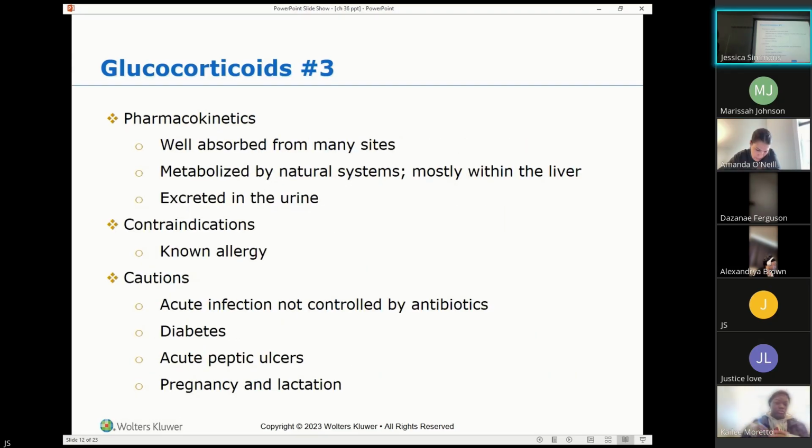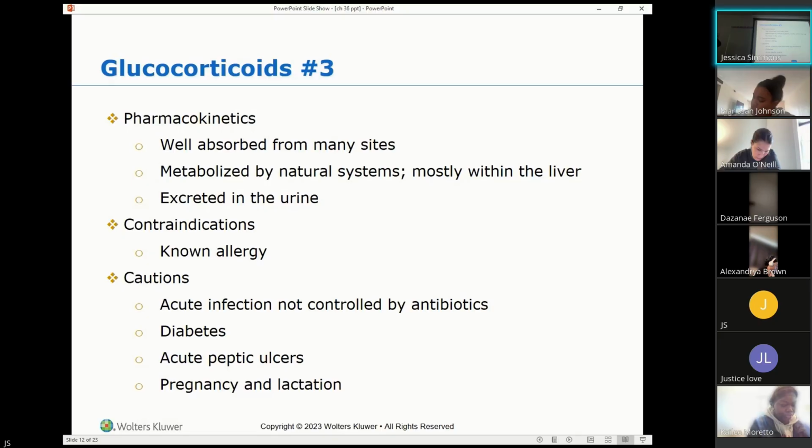So these are well absorbed from many sites. We saw that picture of the person with all of the different types of steroids and all the different places that it can help. Contraindications are definitely an allergy. You want to use caution in acute infection that's not controlled by antibiotics, diabetics, acute peptic ulcers, pregnancy, and lactation.